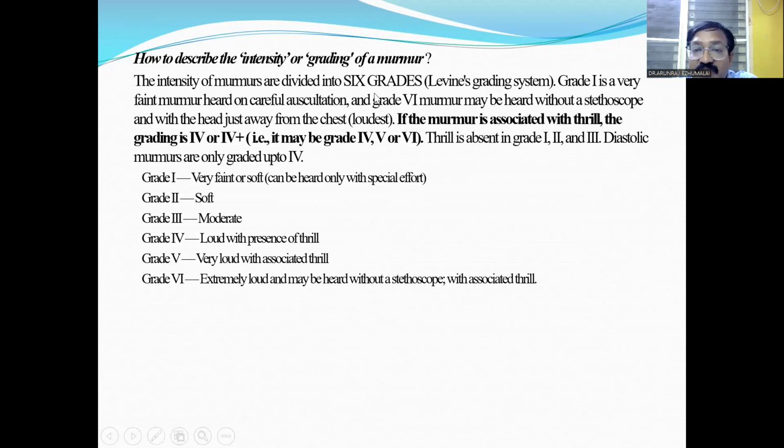So for systolic murmurs there is a grading system, the Levine grading system. Grade 1 is faint or soft, where we have to put in special effort, place the patient and try some more maneuvers. Grade 2 will be soft, grade 3 moderate, grade 4 loud with palpable thrill, grade 5 very loud with associated thrill, and grade 6 extremely loud, audible even without the stethoscope, and associated with thrill. The thrill is absent in grades 1 and 2. Diastolic murmurs are only graded up to 4. Only systolic murmurs have 6 grades; in diastolic murmurs, only up to loud with thrill.